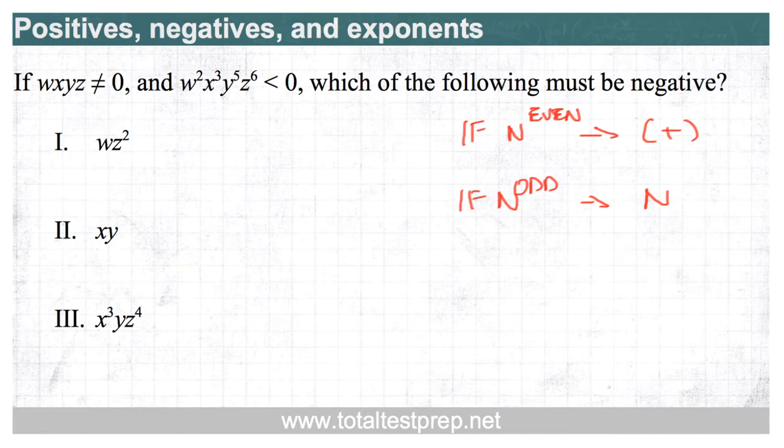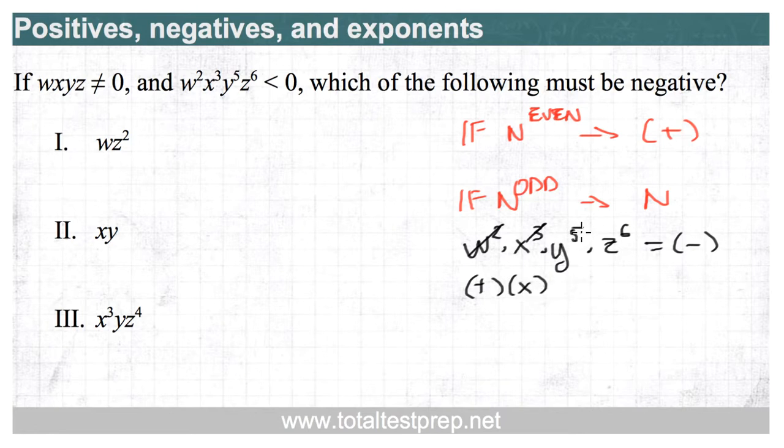So for example, when we have w squared times x cubed times y to the fifth times z to the sixth is less than 0, or is negative, I like to write it this way just to remind myself when dealing with a positive negative question. We can get rid of the w squared and replace it with a plus sign. X cubed just becomes x, y to the fifth just becomes y, and z to the sixth is just a plus sign. So now I have a positive number times x times y times another positive number gives me a negative result. Well, a positive times a positive is positive, and x times y is xy.